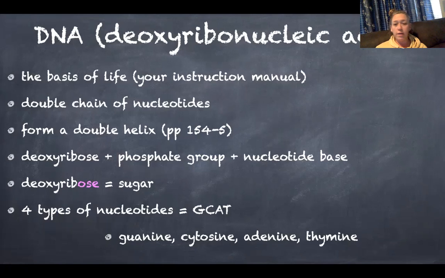Deoxyribose is the sugar, and then there are 4 types of nucleotides. We don't talk too much about the phosphate group. Just know that it is there, right? So deoxyribose is the sugar part. You always have a phosphate group, and then you could have 4 different possibilities for the nucleotide base. And the 4 options are guanine, cytosine, adenine, and thymine.